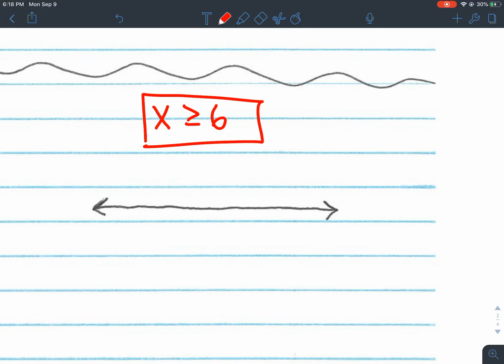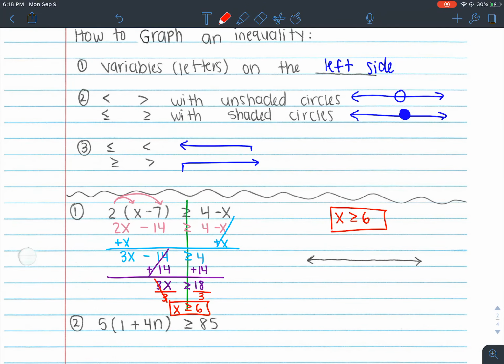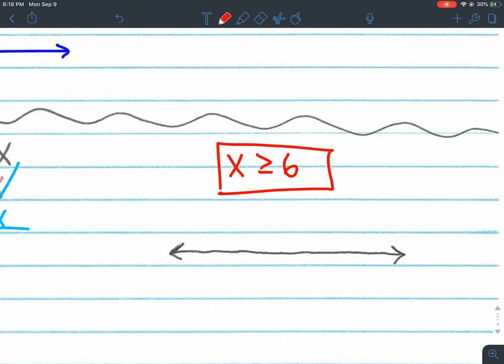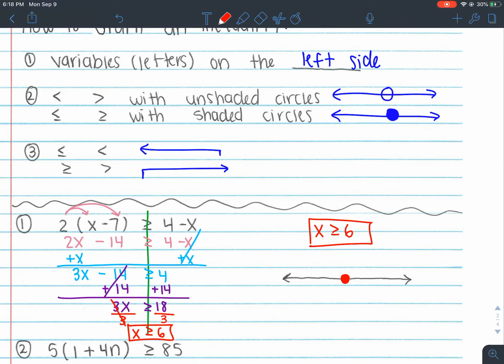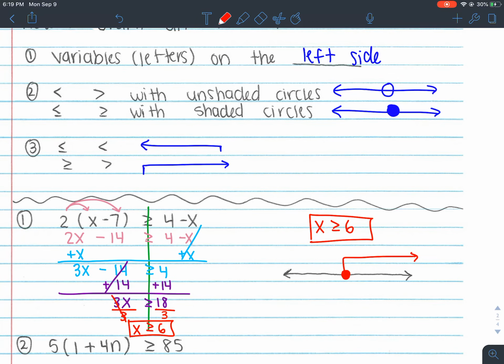So let's go ahead and graph this. Using my how to graph an inequality, I want my variable on the left side. So it is on the left side. Number 2, I have to figure out, is it going to be an open circle or a closed circle? Well, since there's an equal to symbol here, I'm going to have a closed circle, which means it's going to be shaded in. And since I have a greater than sign, I'm going to be shading to the right because all the numbers bigger than 6 are to the right.